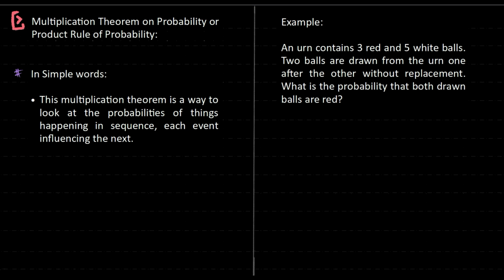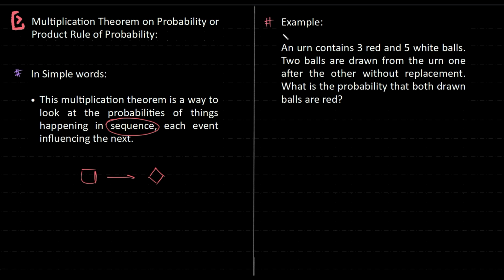We're looking at multiplication theorem of probability, the product rule of probability. In simple words, this theorem is a way of looking at the probability of things happening in sequence, each event influencing the next. So there is a particular event that has happened. How does it influence the next event? Okay, let me give an example.